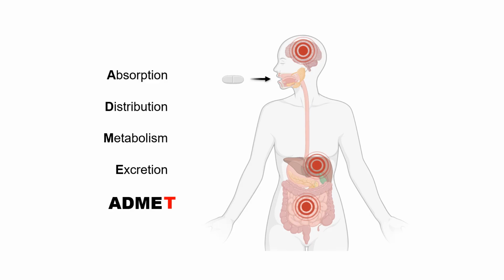For convenience, sometimes we add T. Here, T is toxicity. So altogether, we call this ADMET. And toxicity is not a pharmacokinetic parameter. It's a kind of bad side effect, but that's also how the drug affects our body. So T is a pharmacodynamic property.